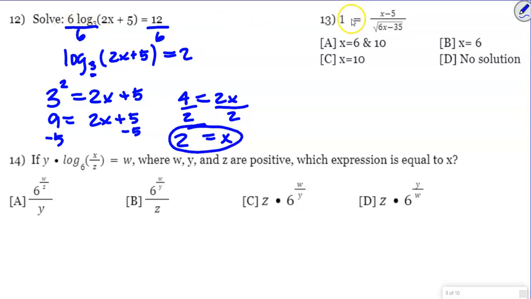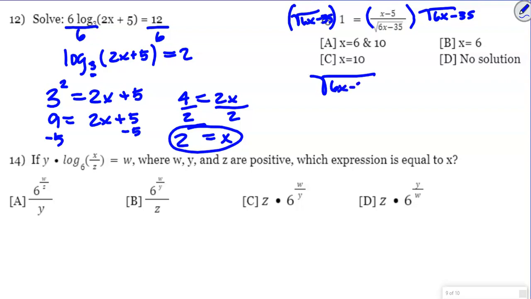So on this one, what are we going to do first? I'm going to multiply both sides by what's in that denominator, the square root of 6x minus 35, which means I'm also multiplying this over here by the square root of 6x minus 35. So that's going to give me the square root of 6x minus 35 is equal to x minus 5. So how do I get rid of a square root? I square it on both sides, right? So that's going to get rid of the square root.